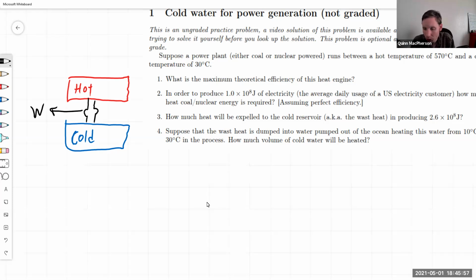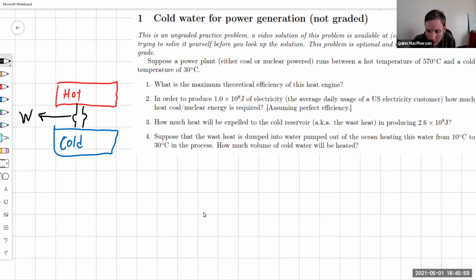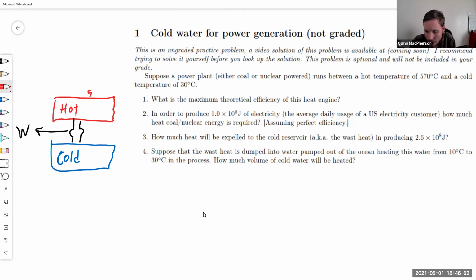In this particular problem, we are told that the hot reservoir is at 570 degrees C, and the cold reservoir is at 30 degrees C. The first thing we would like to know is what is the maximum efficiency of this engine? How much work can we get out per heat we put in? I'm going to use the formula we had in class as well as in the book: the maximum possible efficiency of a heat engine is 1 minus T cold over T hot.